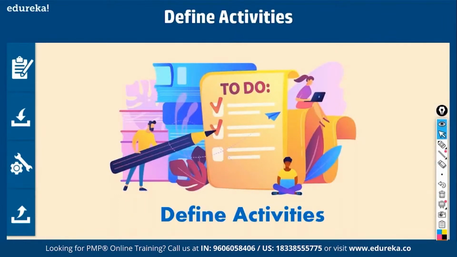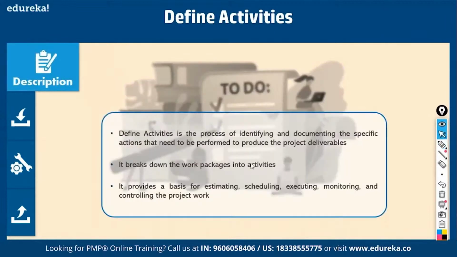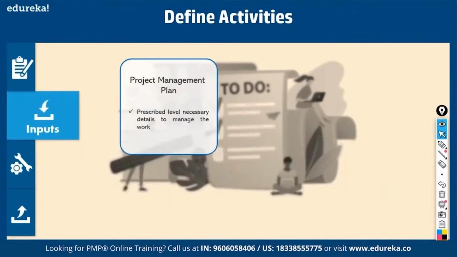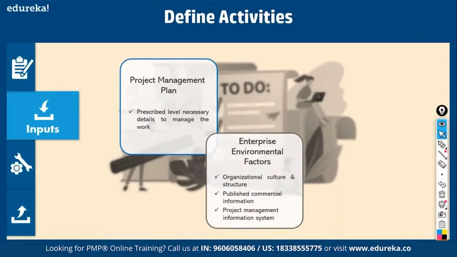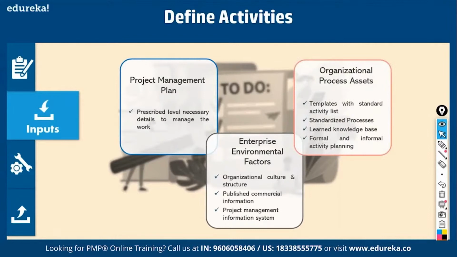Now we have to do the next process, define activities. That is, we'll break down work packages into activities. Okay, that is what is called define activities. Fine. So this is a process of identifying and documenting the specific actions that need to be performed to produce a deliverable. You break it down into activities. Fine. So what are the inputs? The project management plan that tells you how to do the decomposition, how to break it down. Okay. Enterprise environmental factors: culture, structure, any PMIS, any tool, right? Then organizational process assets, templates that you can use.